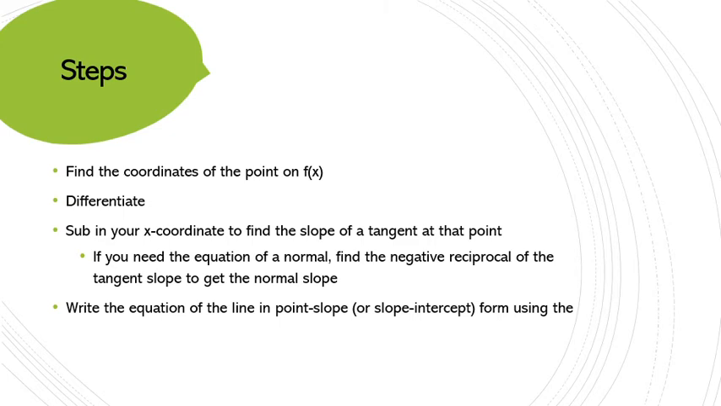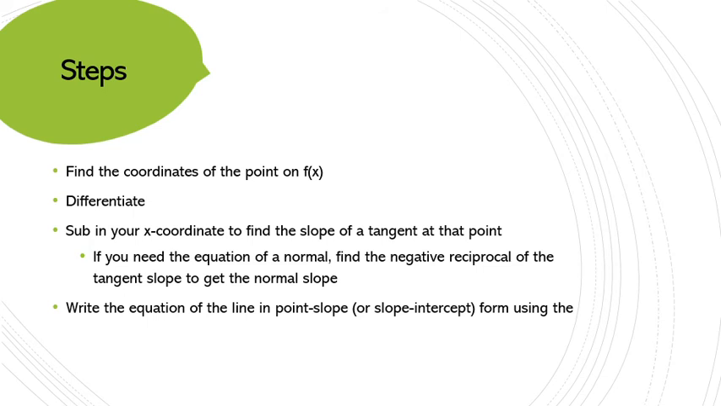So to summarize the process, you're going to be given an equation. Maybe it'll be at a point, or maybe it'll just say when x is equal to. So make sure you find the actual point on the graph by subbing in that x value to get it. And then you're going to take the function you were given and differentiate so that you have the derivative. You're going to put in your x-coordinate and then solve for the slope of a tangent at that point. This should be a number. If you need the normal instead, make sure you take an extra step and find the negative reciprocal of that tangent slope, which means you've turned it into a normal slope, a perpendicular slope.